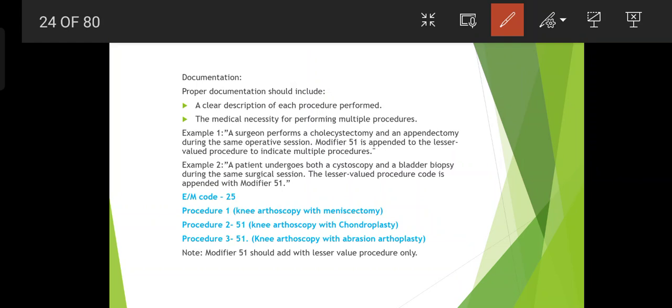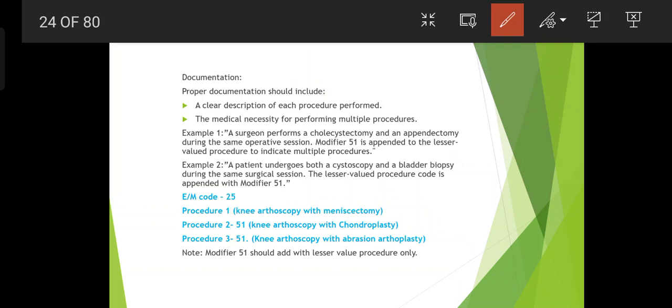First you have to code the E&M service. With that you have to give modifier 25, because in our previous videos we discussed modifier 25, that is an evaluation and management service provided by the same physician who performed the surgery on the same day, and that E&M service is unrelated to the procedure performed. Here an unrelated E&M service happened that day, so I have coded the E&M code. With that we have to represent modifier 25, right?